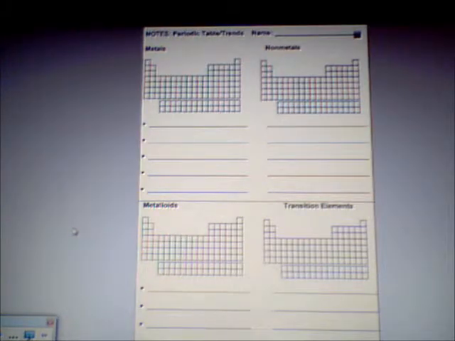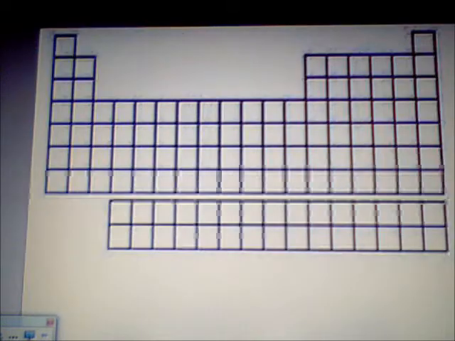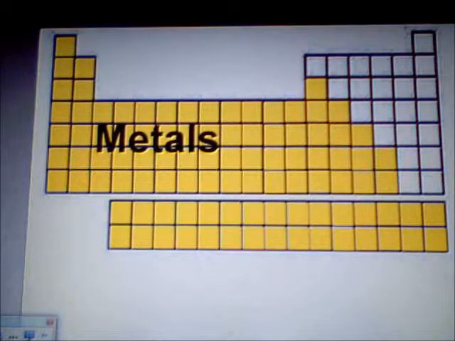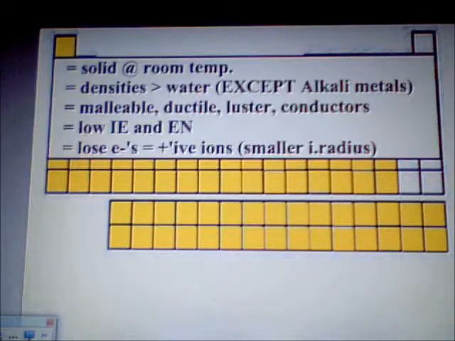This is what your note page looks like front and back. Starting with the metals, shade in this area on your note paper. These are considered the metals. Now underneath your shaded area, fill in the blank. Metals are solid at room temperature.